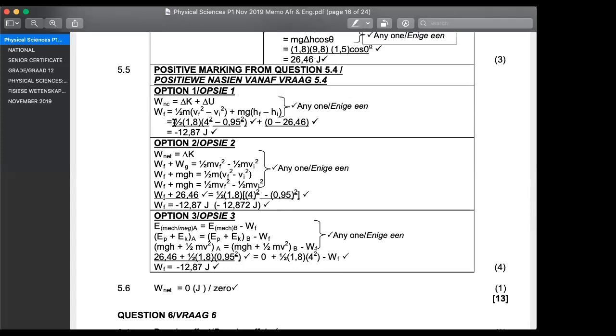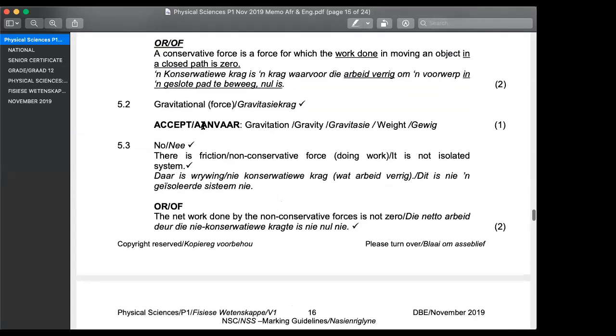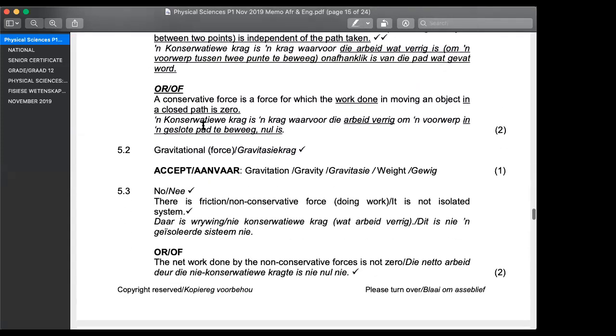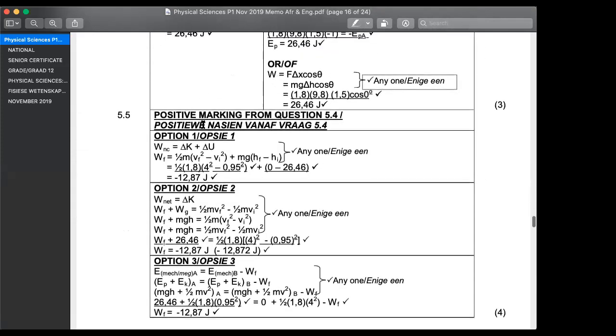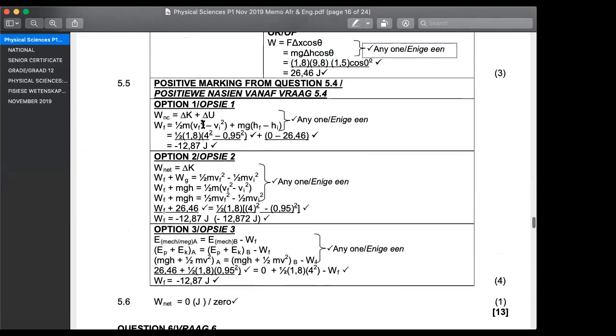If you look at number 5.5, there's another way of doing the sum as well. If you can say potential energy at A is equal to potential energy at B less the frictional force. There's another way of doing it. You all okay here? Any questions? Can we do a next sum?